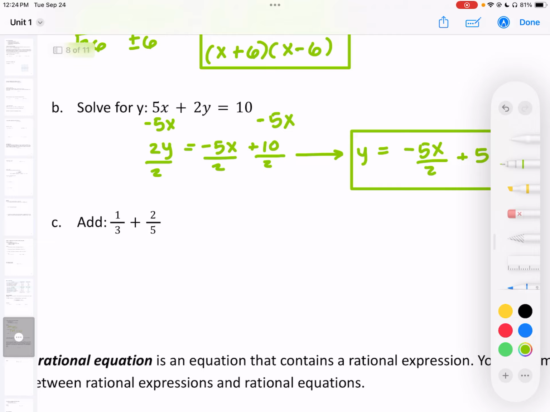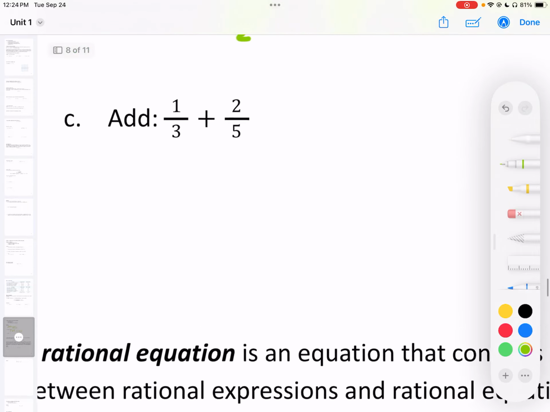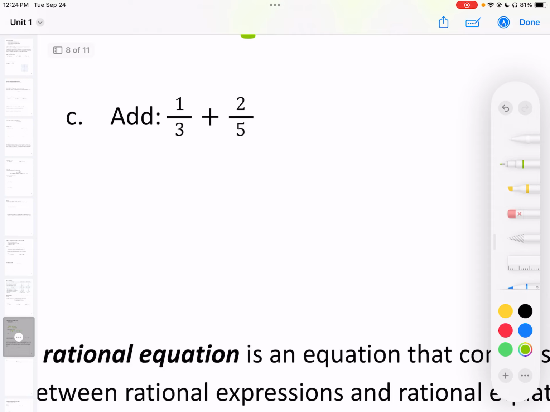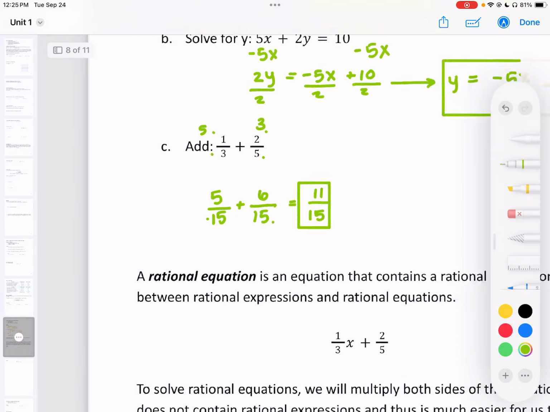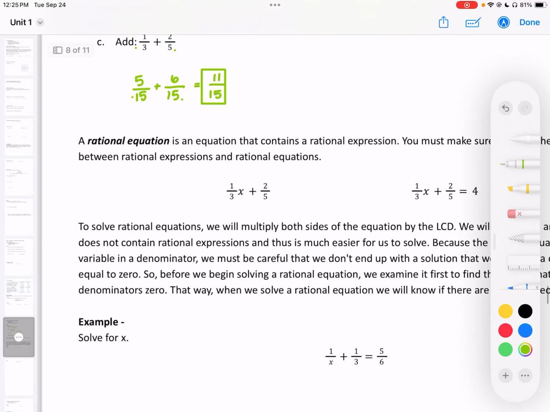Okay. Finally, we need to add these two fractions. Remember, fractions without common denominators must be rewritten with common denominators. In this case, I'll choose 15 because 3 and 5 can both go into 15. Then I do 15 divided by 3 is 5. 5 times 1 is 5. 15 divided by 5 is 3. 3 times 2 is 6. I'm going to get 11 over 15. Awesome, those are the warm-up questions of the day.